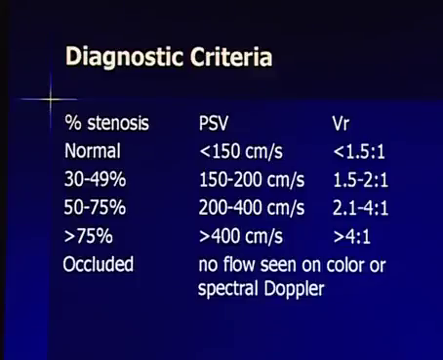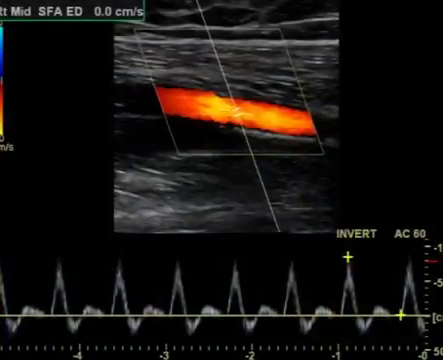When we see a 4-to-1 ratio, or when we see a velocity that's over 400 centimeters per second, that's now consistent with greater than a 75% stenosis. And of course, if we have a vessel where we don't see any color filling or we don't see any spectral Doppler, then that vessel is likely to be occluded.